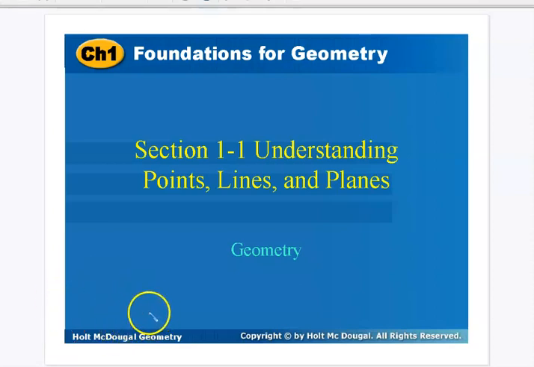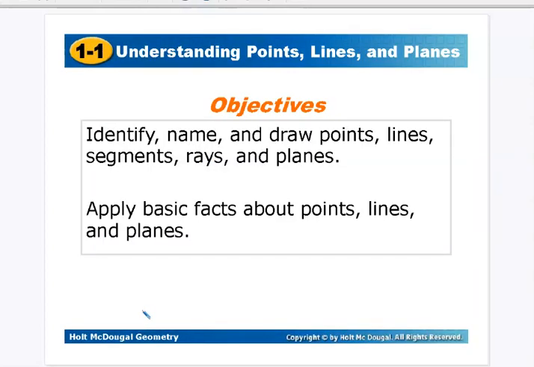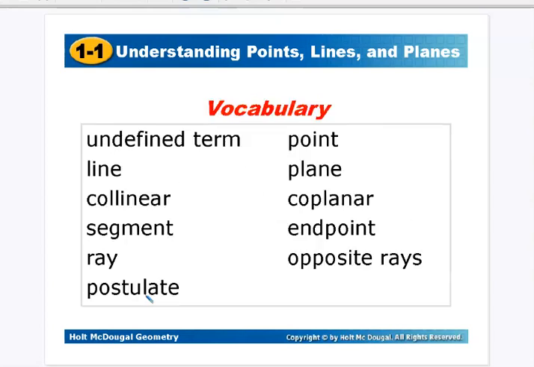Okay, we're going to start with Chapter 1 for our first lesson under Foundations for Geometry, Understanding Points, Lines, and Planes. Our objective for this lesson: identify, name, and draw points, lines, segments, rays, and planes, and we'll also apply some basic facts about those items. Make sure you follow along with your notes. Pause. If you have any questions, write those down, and we'll answer them as you come back to class.